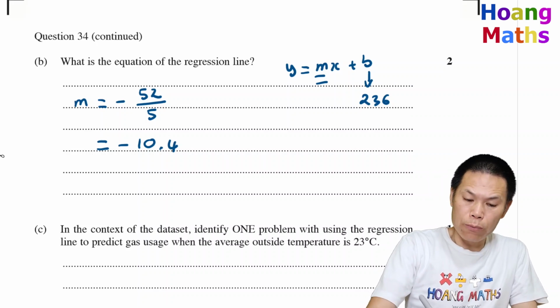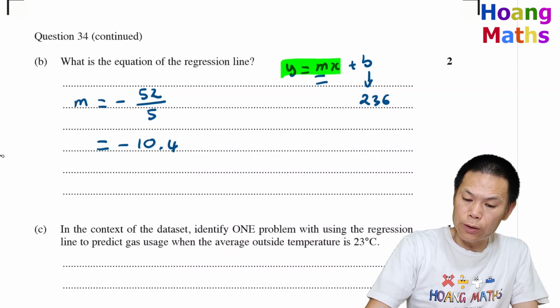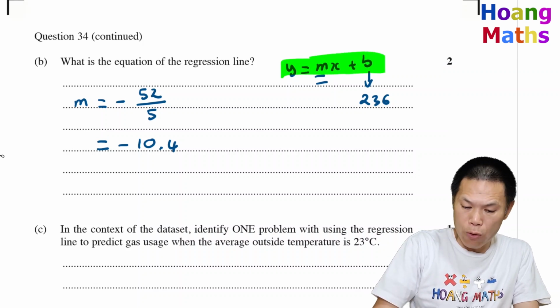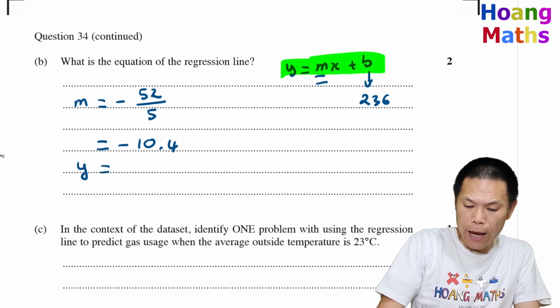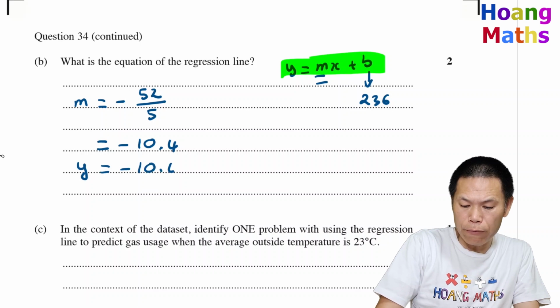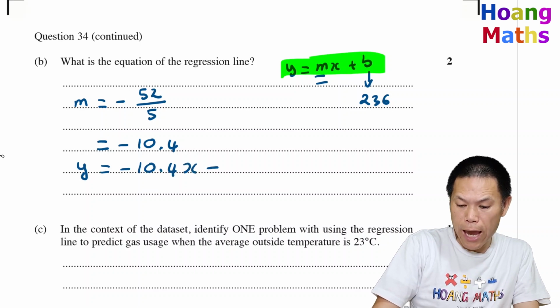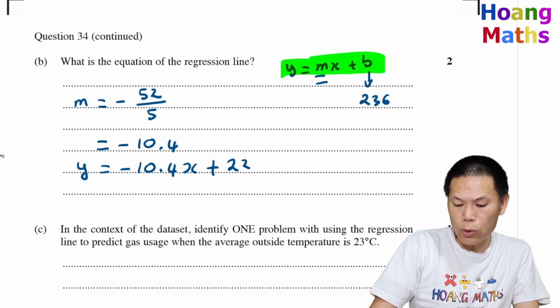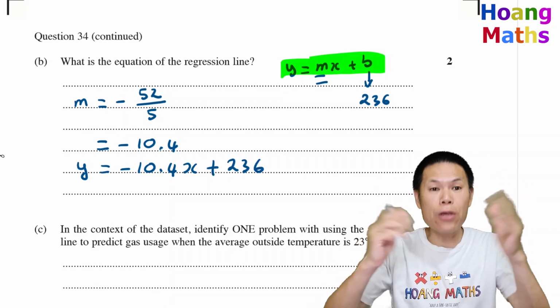Now I just substitute into this, okay? So therefore, y is m, which is negative 10.4x, and we add b. b is 236. So there you go.